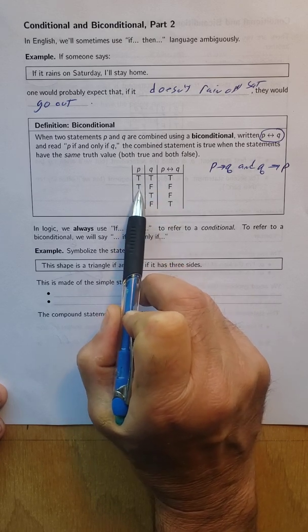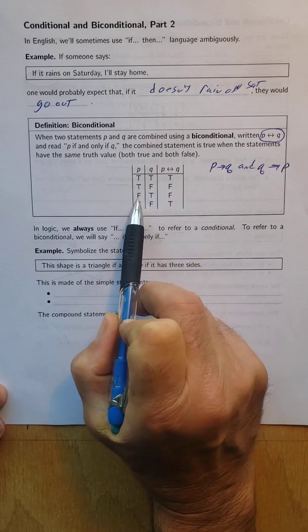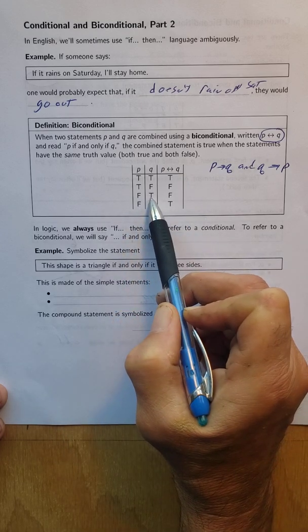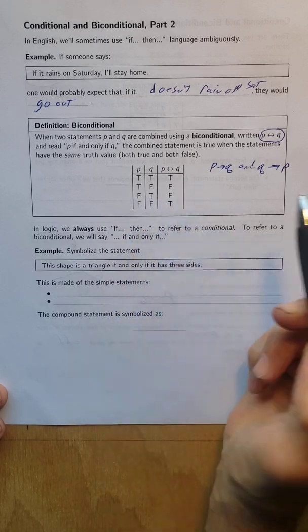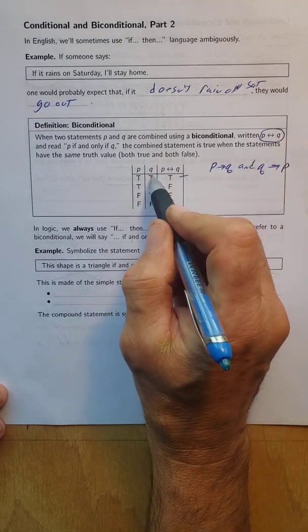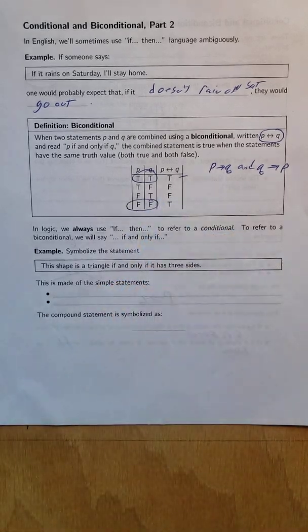Here, if P then Q is false, so that statement has to be false. Here, if P then Q is true, but if I come back the other way, true cannot imply false, so that's false. So for the biconditional, they have to kind of match. They have to both be true or both be false.